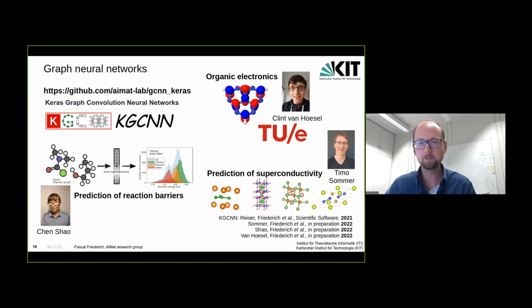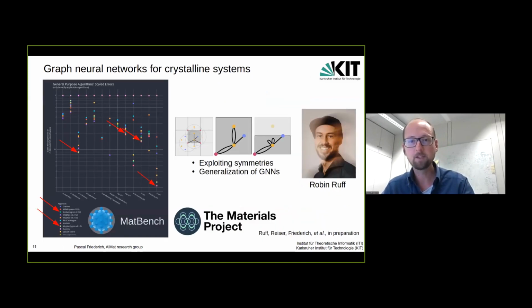You can also transfer this to solid state materials, periodic structures, for example, superconductors, where we work with Jörg Schmalian here at KIT, and Timo Sommer was mostly driving this project on generating a data set of 3D structures of superconductors in order to see whether we can learn interesting structure property relations from such data sets. If you're interested, one more slide here.